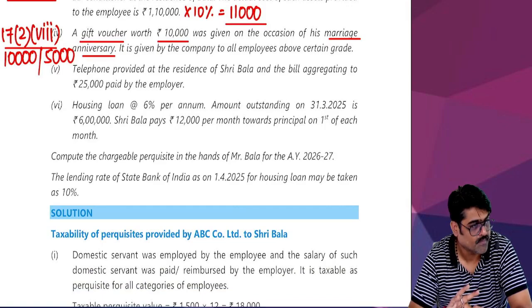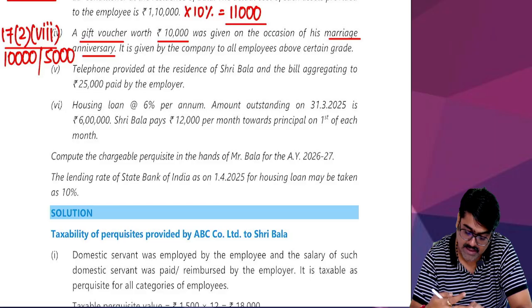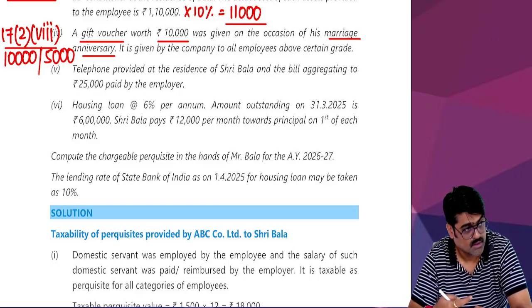Now, telephone provided at the residence of Shri Bala and the bill aggregating to 25,000 paid by the employer. Is it a telephone allowance or a telephone perquisite? Perquisite, sure. Why not allowance?